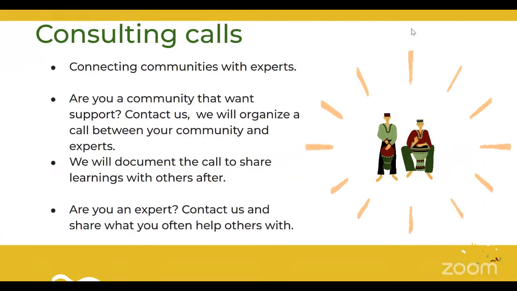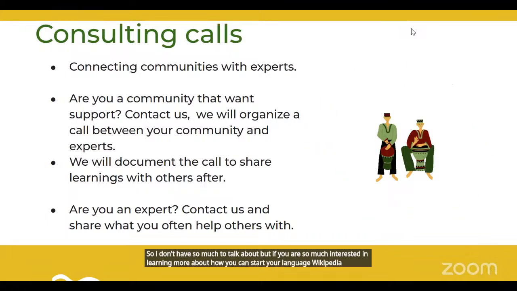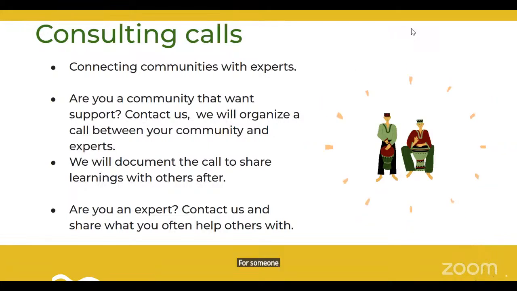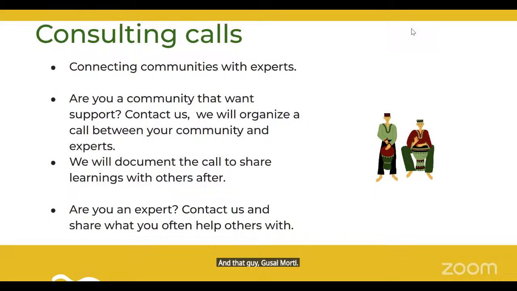So I don't have so much to talk about, but if you are interested in learning more about how you can start your language Wikipedia project, many of you may be wondering, how do I also get my language on board? So for someone like me, I currently support about 5 language projects. And before 2019, none of these languages existed anywhere, even on the internet. They are very small languages. I think Dagbani, for example, has less than 6 million speakers, or 5 million. And Dagare, Kusal, Mori, most of these languages have less than 2 million speakers.